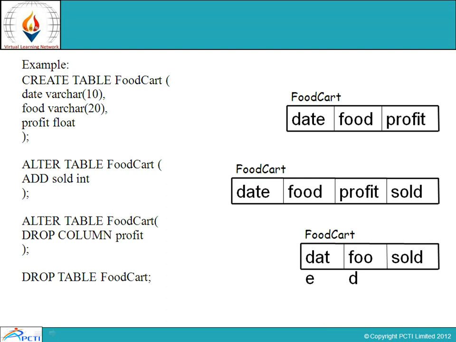In the next similar query, the DROP keyword is used with the COLUMN keyword as well as the column name, profit. And in the result you can see that the profit column is deleted. So if you use DROP TABLE with food chart, it will completely delete the table structure. This was the basic example of the DDL statements.